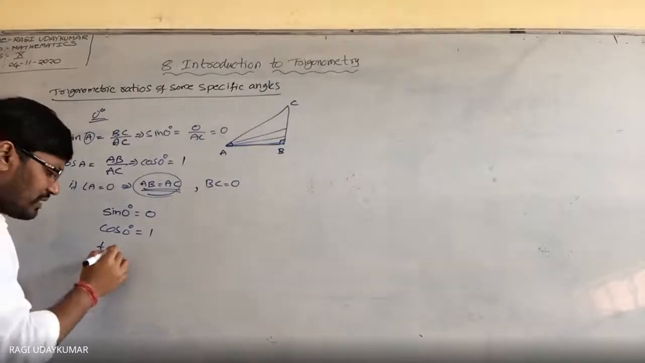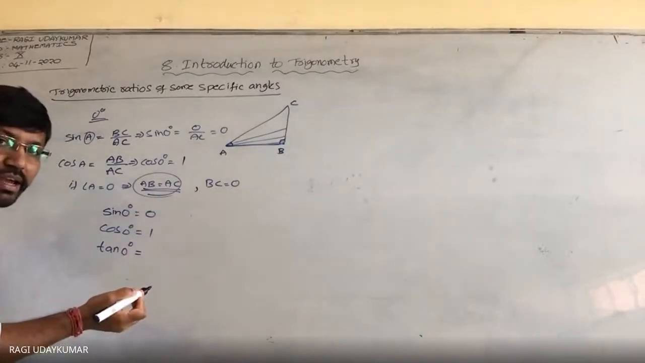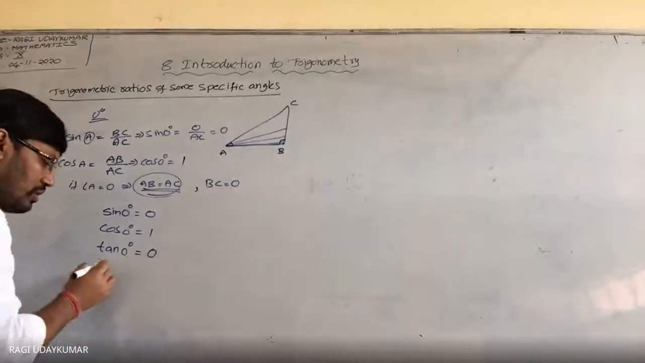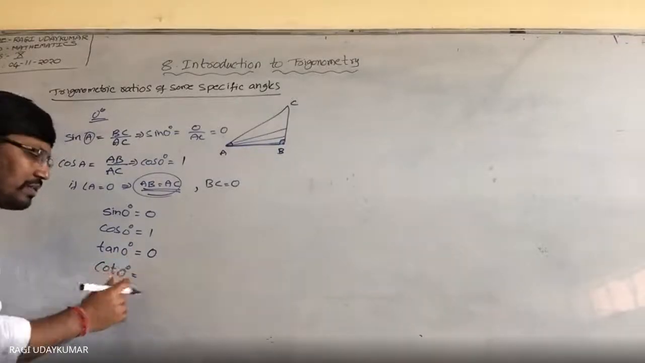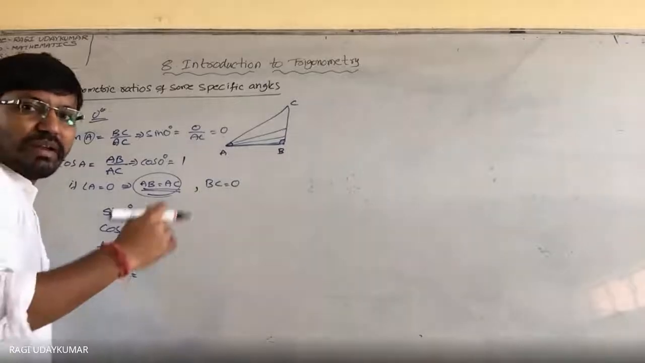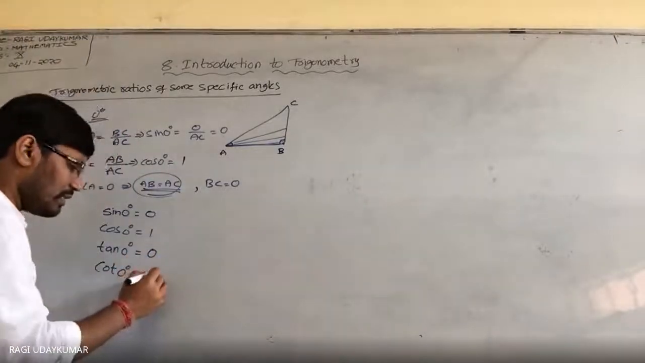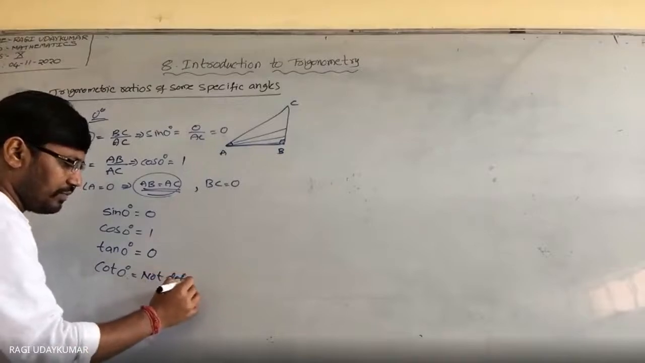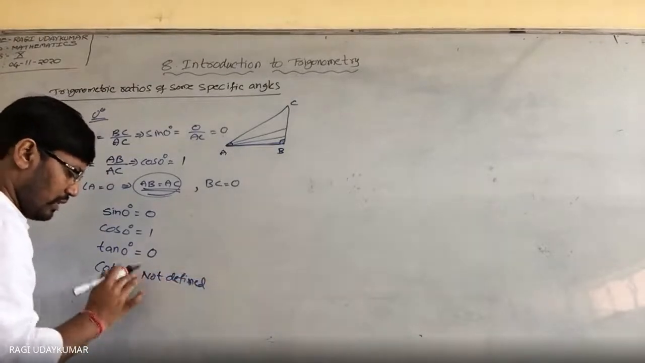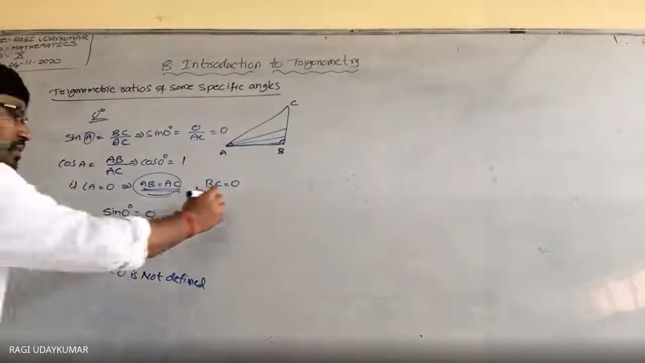Sin 0 degrees is 0, cos 0 degrees is 1. And tan 0 degrees, sin by cos, 0 by 1, is 0. Next, cot 0 degrees, the reciprocal of this, is 1 by 0. Division by 0 is not defined. So cot 0 degrees is not defined.